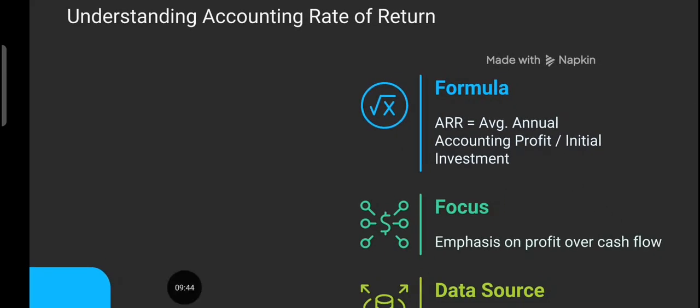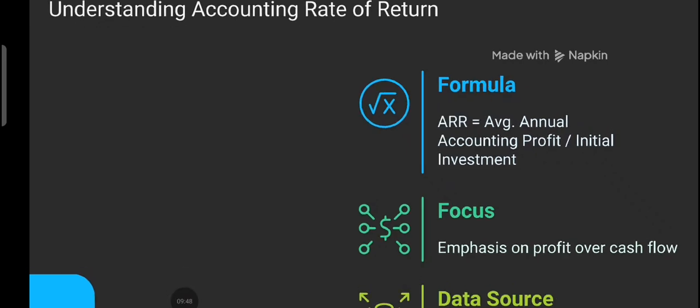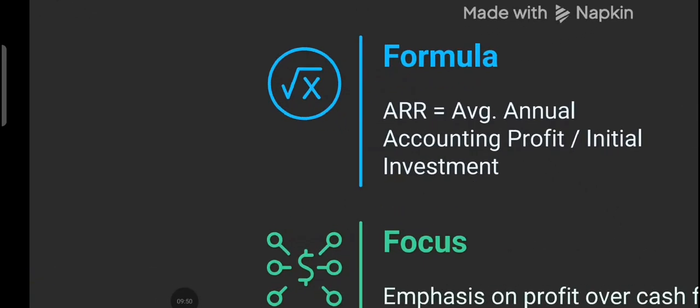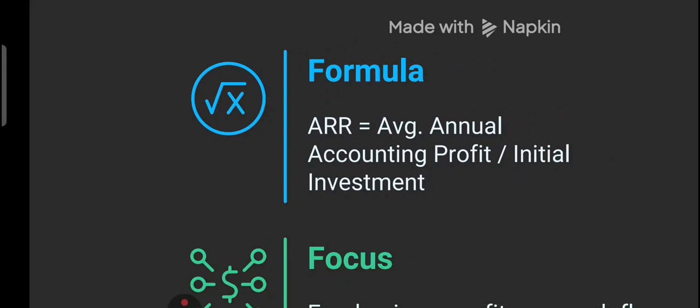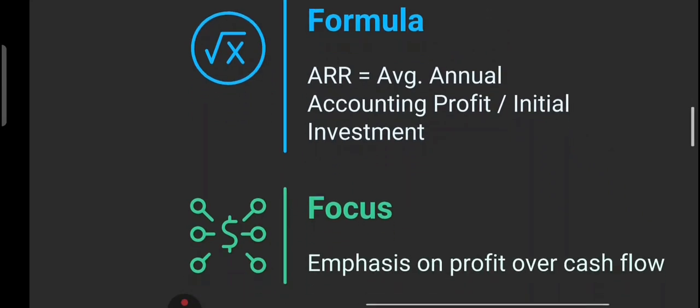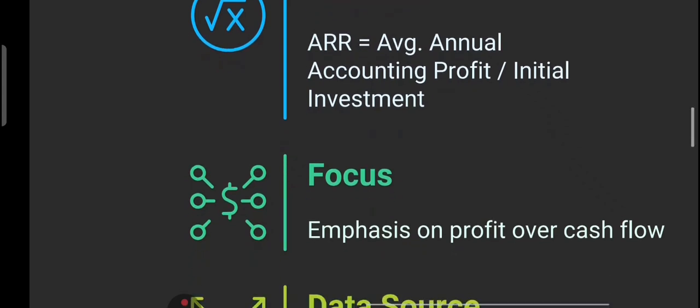How to find the ARR? Very simple, as you can see the formula here. In the numerator you write the average annual accounting profit, right? In the denominator you write the initial investment. So average annual accounting profit divided by the initial investment will give you the accounting rate of return. Simple, right? But let's look deeper.